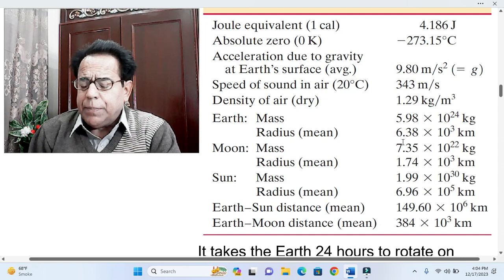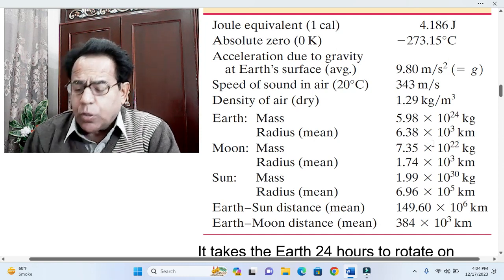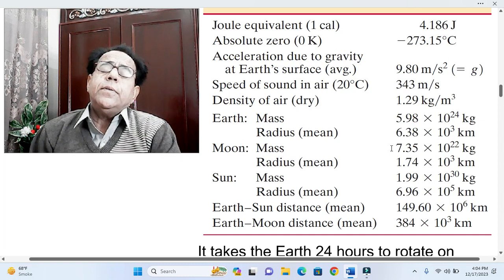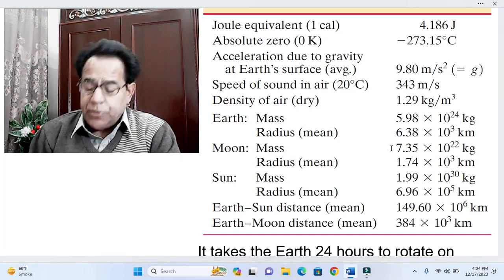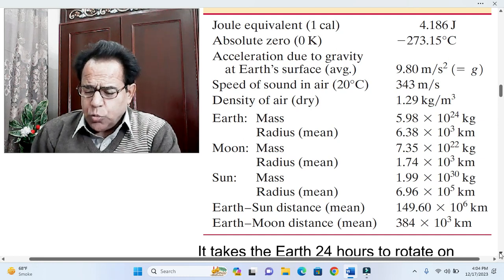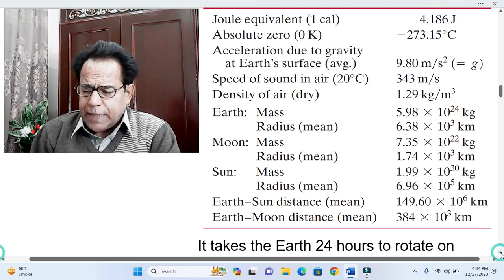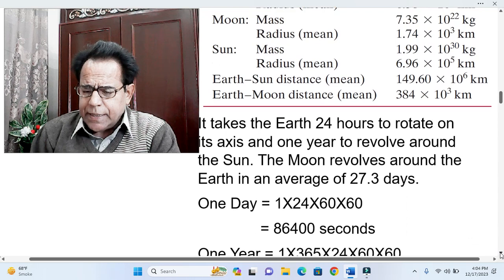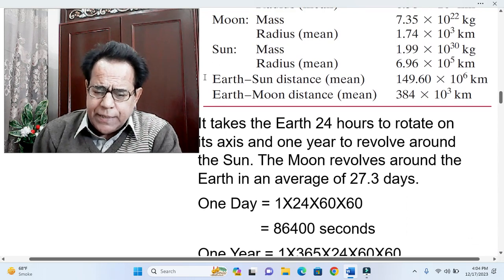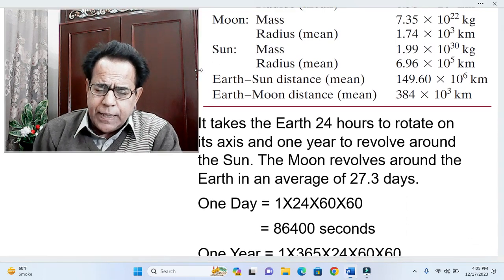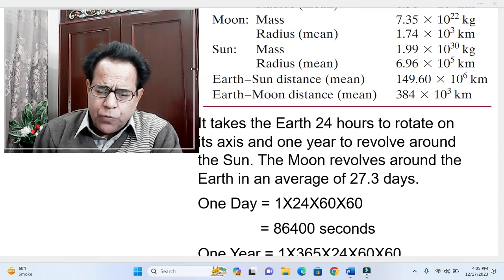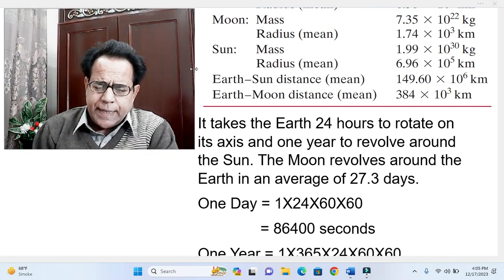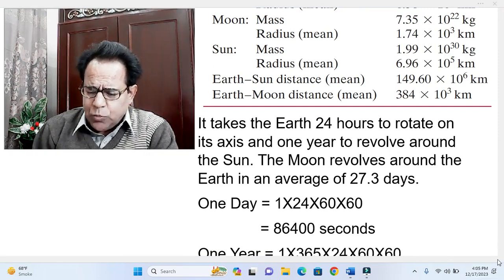So it will be read as 6.4 into 10 raised to the power 3 kilogram, and it will become 64 into 5 times 0 meter. The purpose of including this snapshot in this problem is that even if this value is not provided in the statement, we can take such values from such tables.